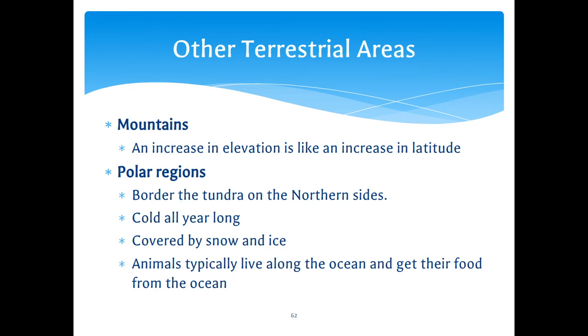The polar regions border the tundra on the northern sides, cold all year long, covered by snow and ice. Animals typically live along the ocean to get their food from the ocean because there's no plant life really inward. It's just all snow and ice. So it makes it very difficult for any organism to actually reside in these areas because there's no food. You got to have food, just as we talked about in the trophic pyramids. You got to have producers. So if there's no producers, you got to live where there are animals, at least in the ocean. And there's a lot of aquatic life in the ocean.